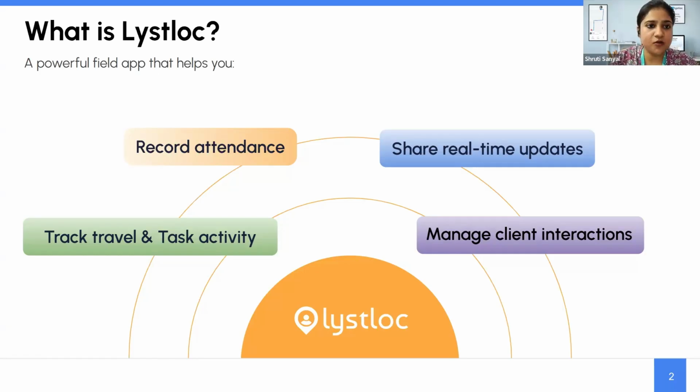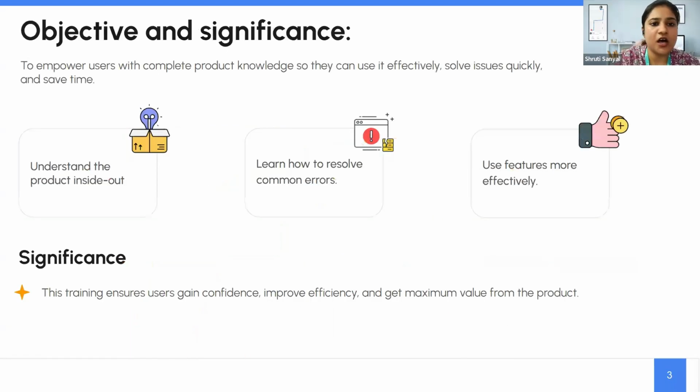When we go to the next slide, our objective and significance for this section is to help you understand the product inside and out, so that in future, whatever errors or difficulties you face while using the application, you can overcome them in a natural, useful way. The significance is that you can be more confident while using the application in future and can easily understand the errors. Here we'll be addressing all the problems the user might face.